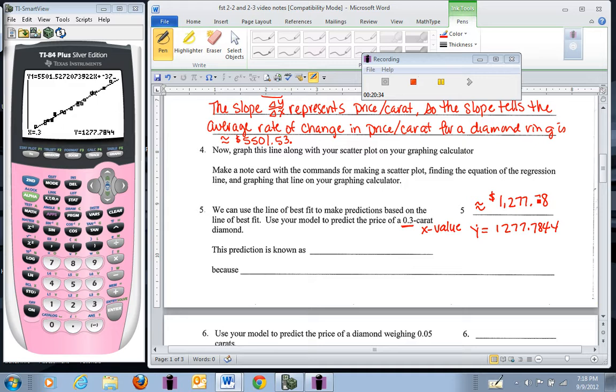Okay, new vocabulary word for you. This prediction is known as interpolation.